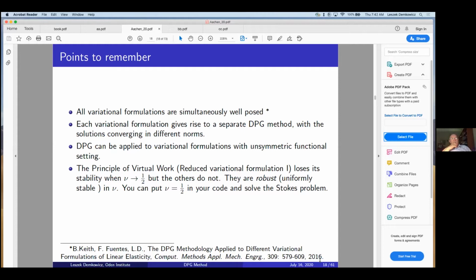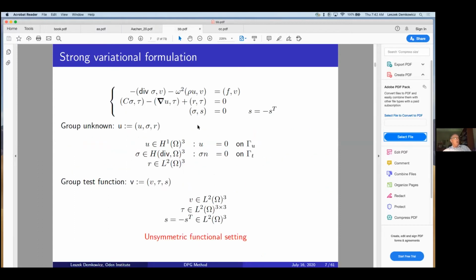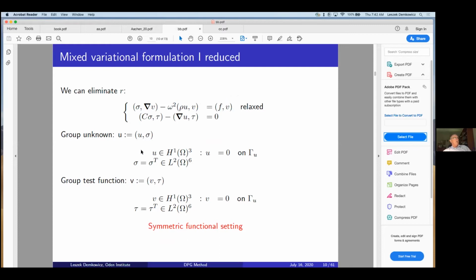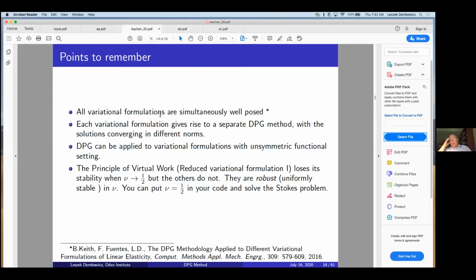Now, each of these variational formulations will give rise to a separate, different version of the DPG method. And the convergence has to respect the functional setting. So it is done in different norms. What do I mean by that? Well, if you're looking at a strong variational formulation, then the solution will converge in H1 and H(div). So you control not only the function, but also derivatives. But if you look, for instance, at the mixed variational formulation, then you will converge in H1, but sigma only in L2. You don't control derivatives in L2. So the functional setting reflects the type of convergence, the energy norm in which you expect your method to converge. DPG, this is a comment ahead of time, can be applied to variational formulations with unsymmetric functional setting.